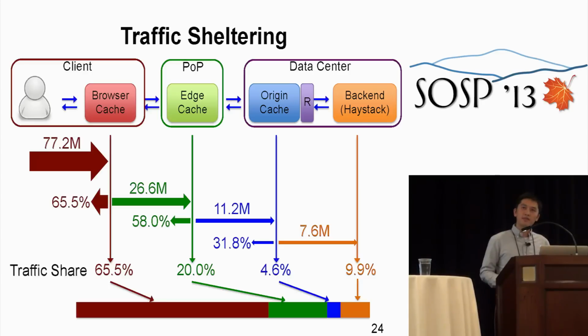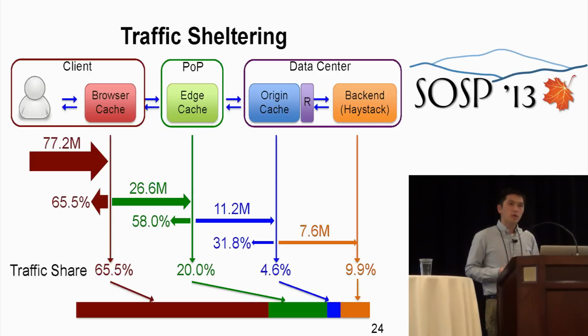The miss in edge generates about 11.2 million requests sent to the Facebook data centers, and the hit ratio on the origin cache is about 31.8%. It is the lowest among all three layers of cache, which is not surprising, because when the workload reaches the data center, it just becomes less cacheable. In the end, storage absorbs about 7.6 million requests.